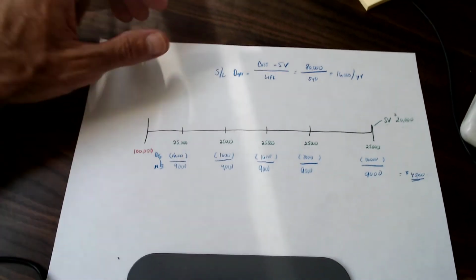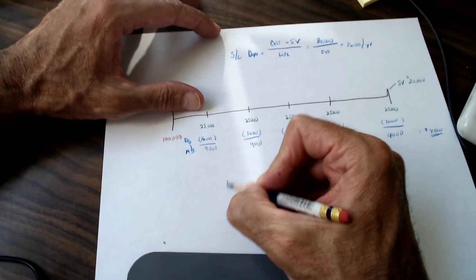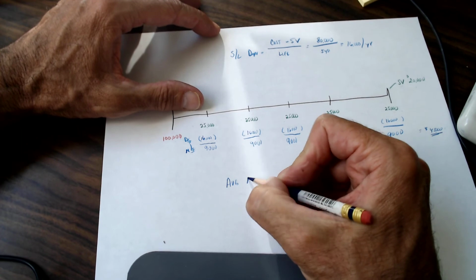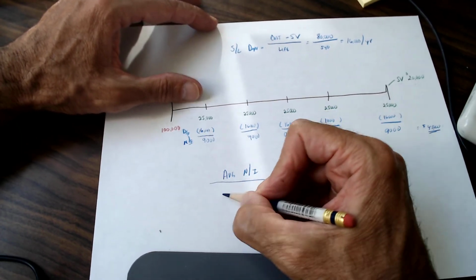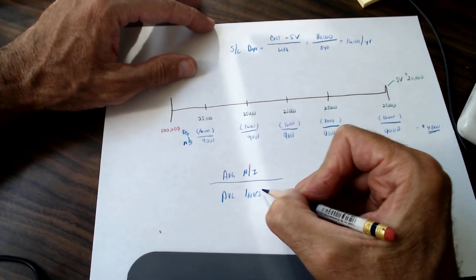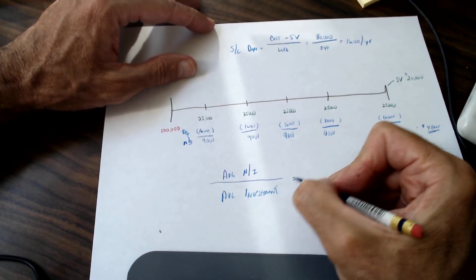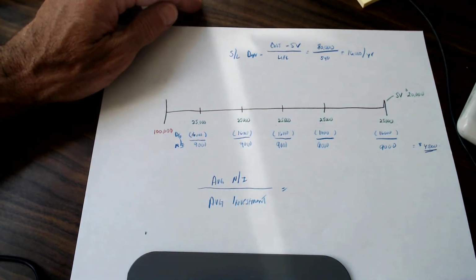Now, what's my accounting rate of return? The accounting rate of return is simply computed as the average annual net income, the average net income per year, divided by my average investment. Average net income divided by average investment.